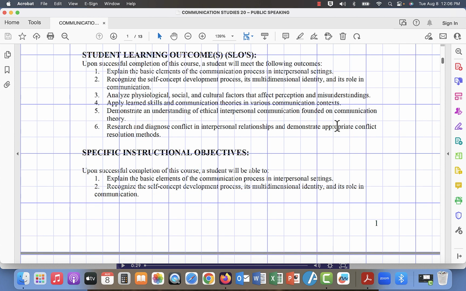Here you'll see our student learning outcomes, and we have 6 of them this semester. And throughout the semester, you'll be evaluated with test questions and assignments that kind of check off each of these 6. So these are really important for you to understand.